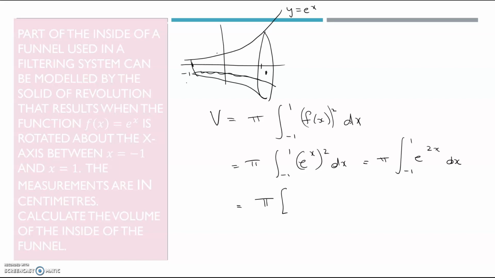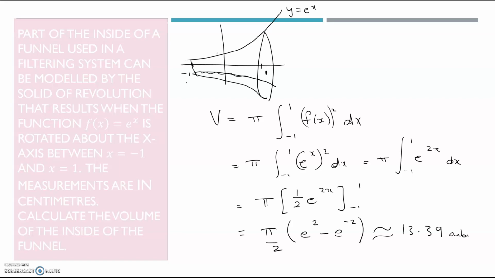The integral of e to the 2x is a half e to the 2x between -1 and 1. Putting them in, pi times, oh, why don't I take the half out? I'll put it out there. So then it becomes e to the 2 times 1, which is 2, minus e to the -2. Could leave it like that, or if you needed it as a number, it would be 11.39 cubic units. But let's check. It specifies that it's centimetres, so let's use that and make it cubic centimetres.